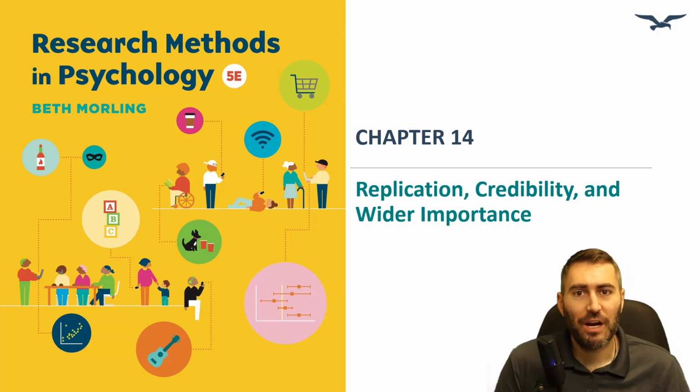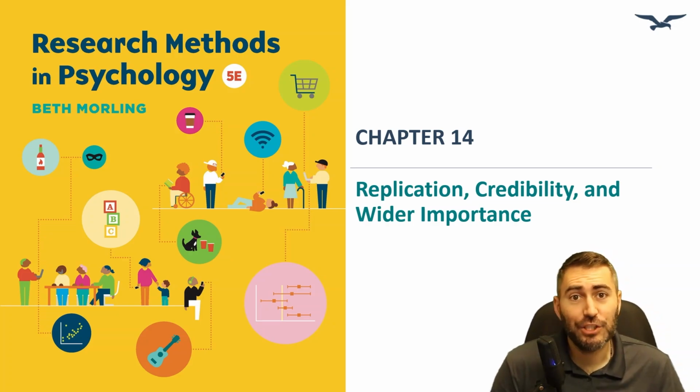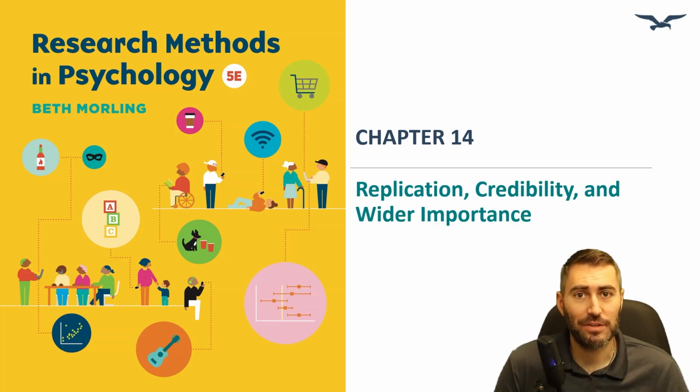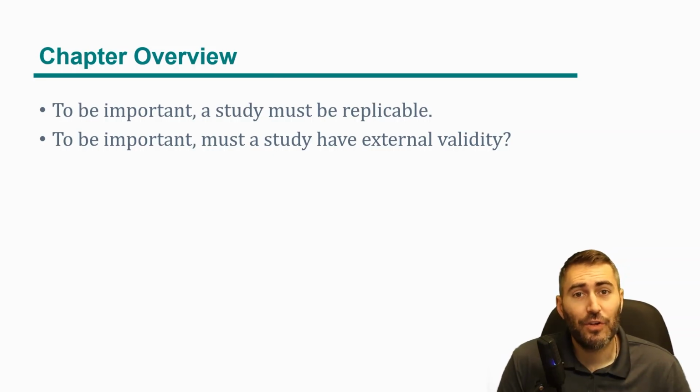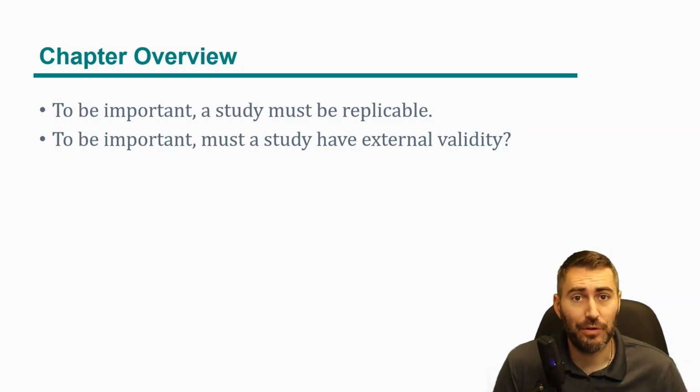All right, so this week we'll be covering chapter 14, replication, credibility, and wider importance. Again, this is the final chapter of this course, and it aims to wrap up and tie together all of the concepts we've discussed throughout the semester. So let's look at how this chapter is broken down. It's divided into two major sections. The first focuses on the replicability side of things, and the other on external validity. Both of these sections are important to understand for you to better take what you've learned in this class and apply it in the real world moving forward.